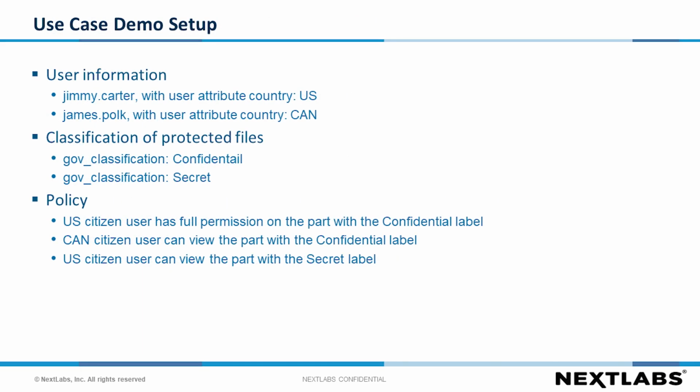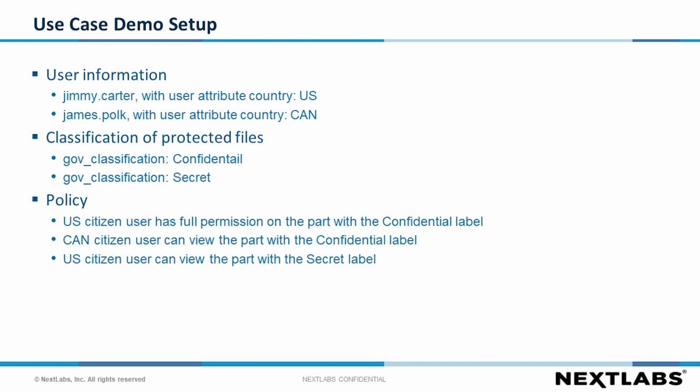For this demo, we'll use two users, Jimmy Carter, a US citizen, and James Polk, a Canadian citizen. We define a classification attribute called Gov classification with two labels, confidential and secret.